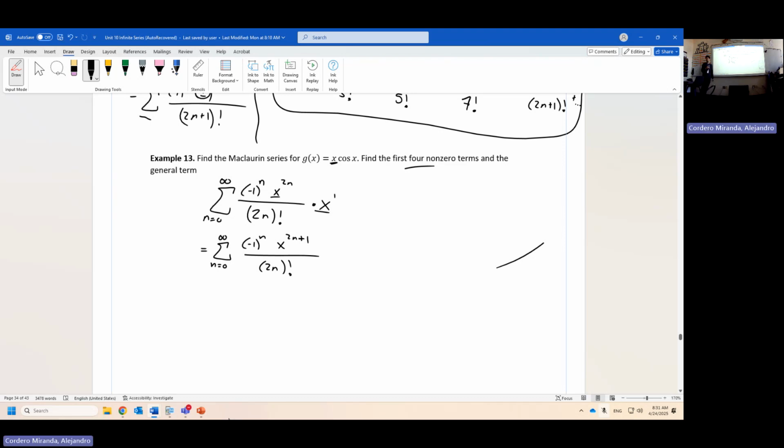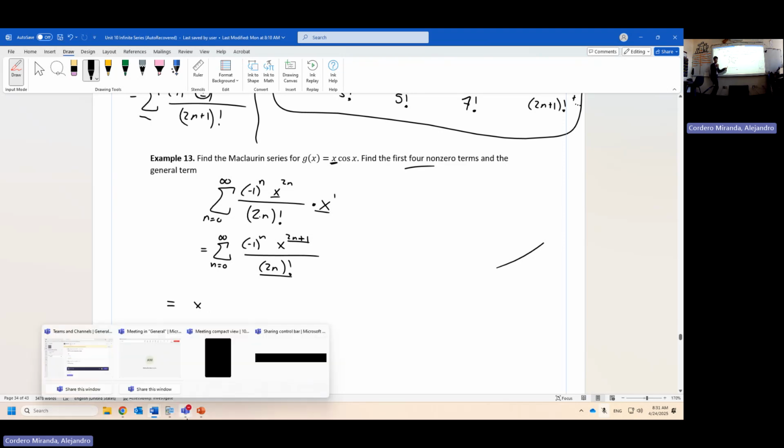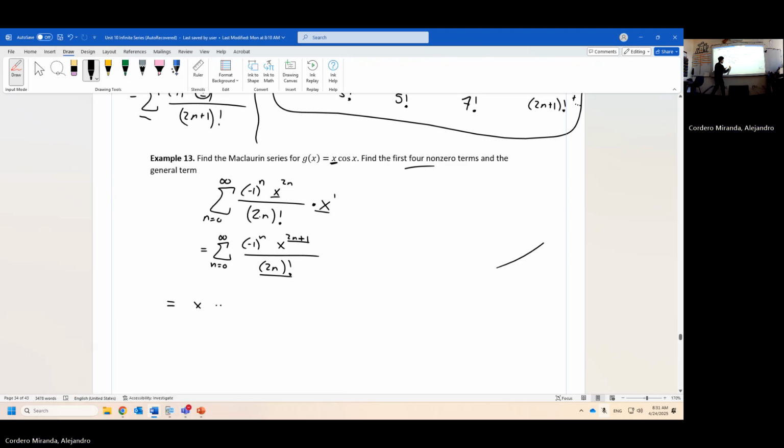All right. Well, yeah, you're right. That is the general term. Now here's the first four non-zero terms. When I plug in zero, I get positive. These will be odd and these will be even. So positive x to the first over 0 factorial, so just normal x. Minus, now this will be x to the third over 2 factorial plus x to the fifth over, nope, I lied, over 4 factorial.